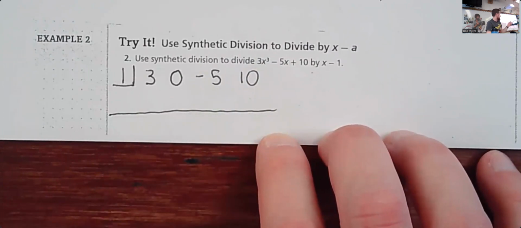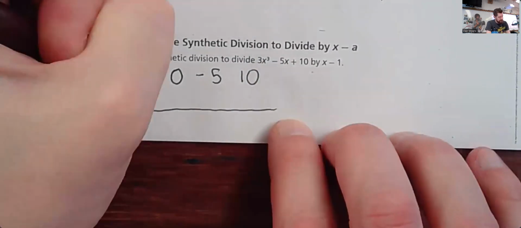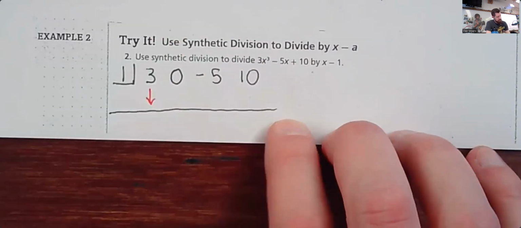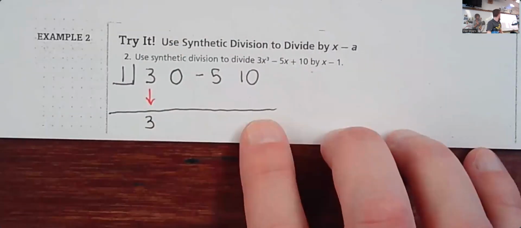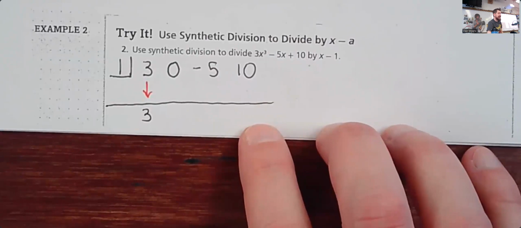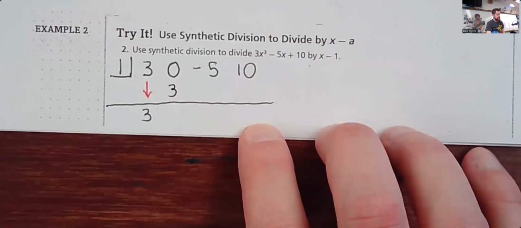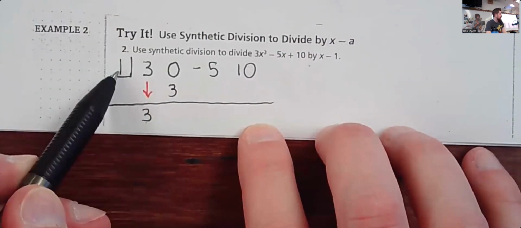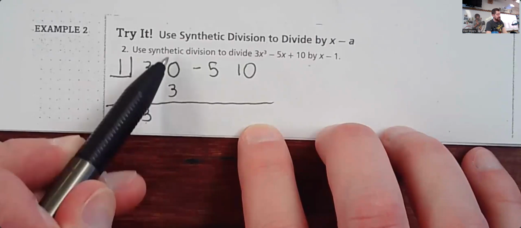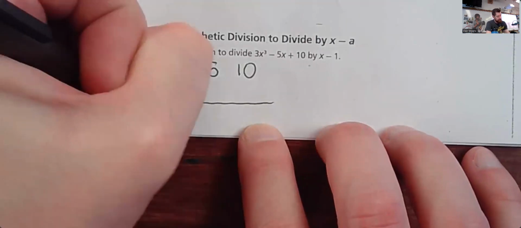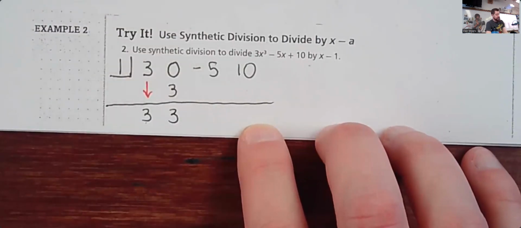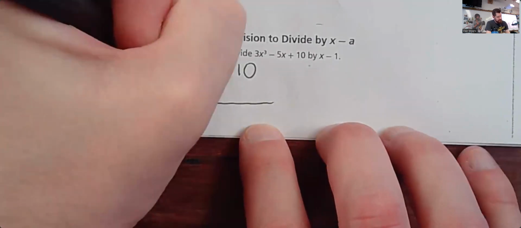So, first thing we're going to do, bring down the lead coefficient of 3. And then we start our process of multiplication and adding, and then multiply and add, and multiply and add, and see what happens. So 1 times 3 is 3. So multiply the coefficient by the value of a, you get 3. Add those two numbers together, 0 plus 3 is 3. Multiply 1 times 3, you get 3.